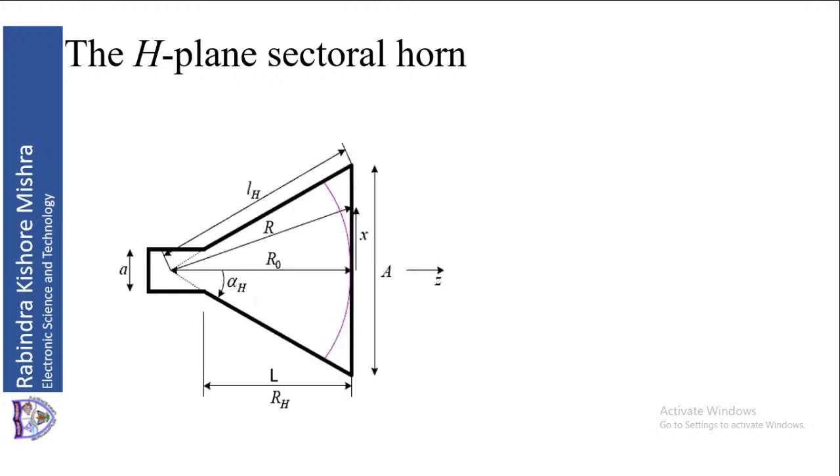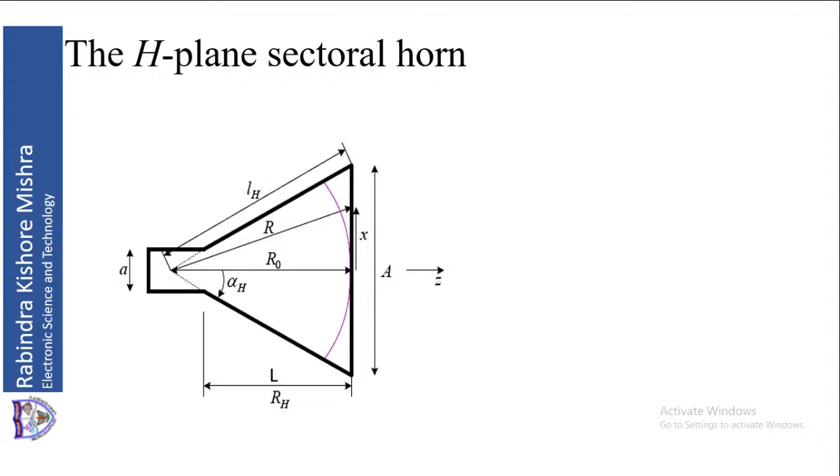So this you can see is a cross section of an H-plane sectoral horn antenna. Since it is an H-plane sectoral horn antenna, A is expanding, not B. B remains constant, the height remains constant. Expansion is along the width or the breadth. So A is expanding, so we have taken a top view of the antenna.